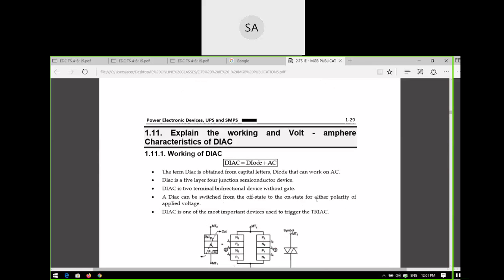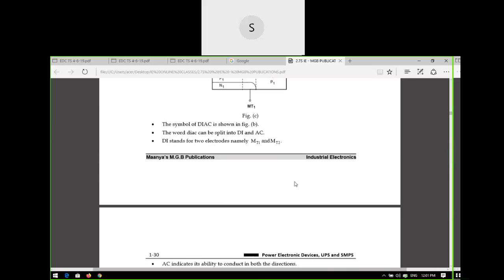So what is the TRIAC? It is a 3-terminal device. It works in 4 modes of operation. It has 6 layers and 5 junctions. We can control it by the gate. It is operated in AC. It is a bidirectional device.